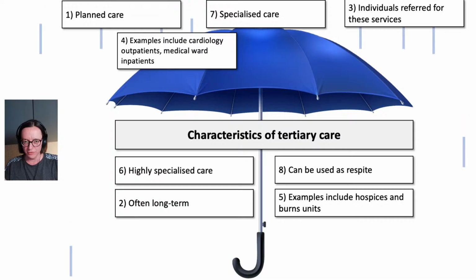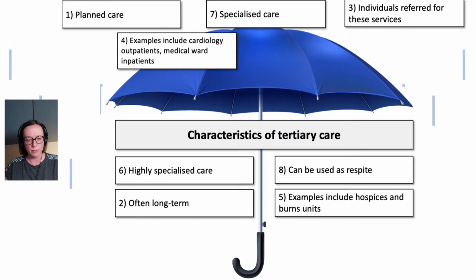Okay, so for me, I've put characteristics of tertiary care, highly specialised, can be used as respite, often long-term. Examples include hospices and burns units. Another example to show what I mean by highly specialised care is transplant services are delivered at big tertiary hospitals. So for example, the John Radcliffe Hospital in Oxford or the Brompton Hospital in London, and Papworth Hospital in Cambridgeshire, they're well known for transplant services, which is tertiary care. So the ones that are not under the umbrella, they're more related to secondary care.